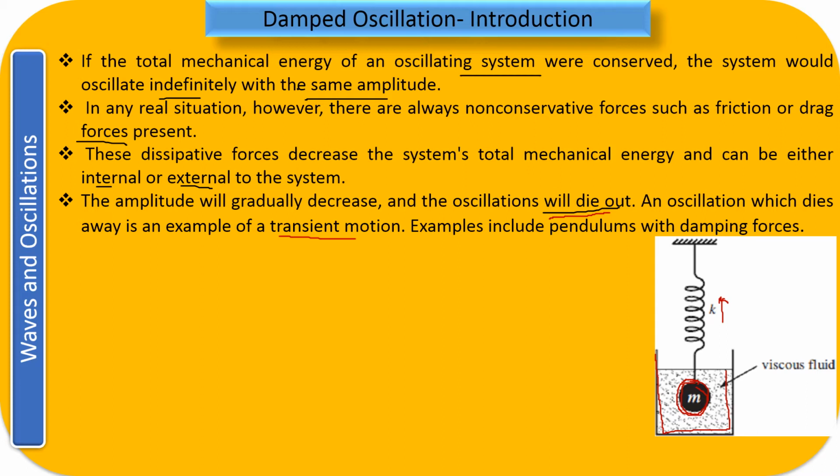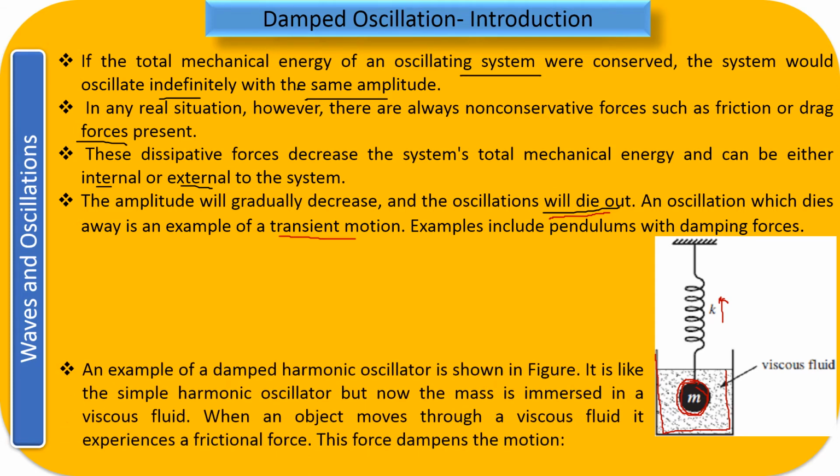Then this liquid is going to put the viscous force on this mass, and under this viscous force, the amplitude of this oscillation will decrease, right? Because this liquid is going to put a resistive force on this mass, and the moment the resistive force comes, the amplitude is going to decrease. So naturally, this is one of the examples of damped oscillation.